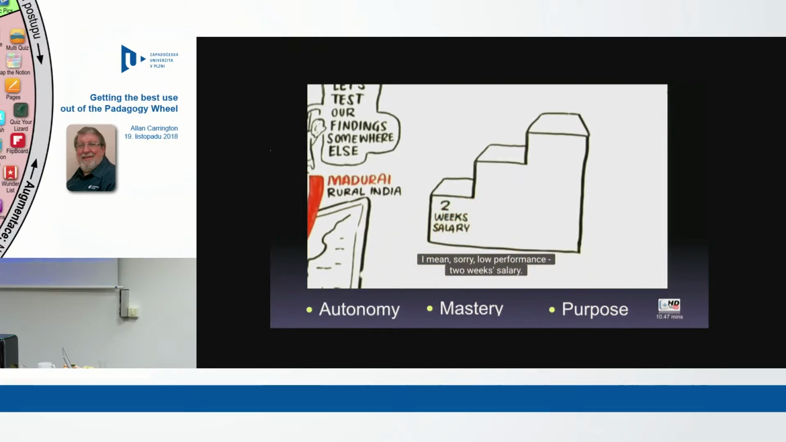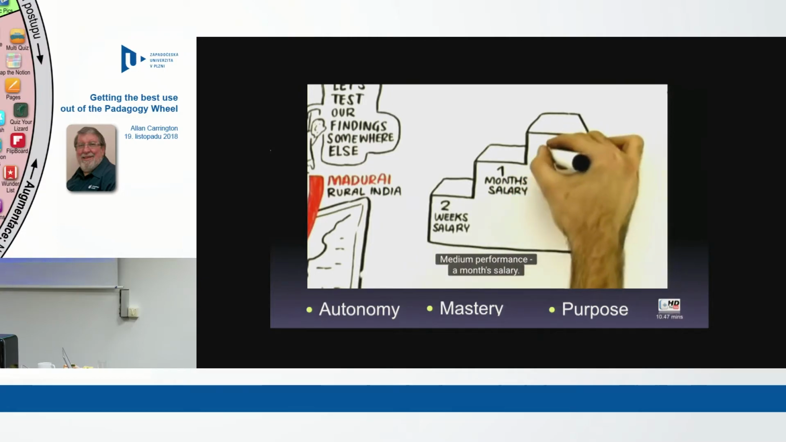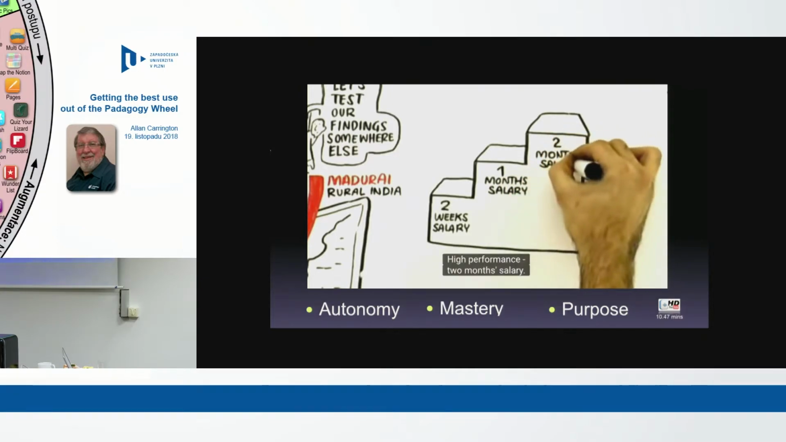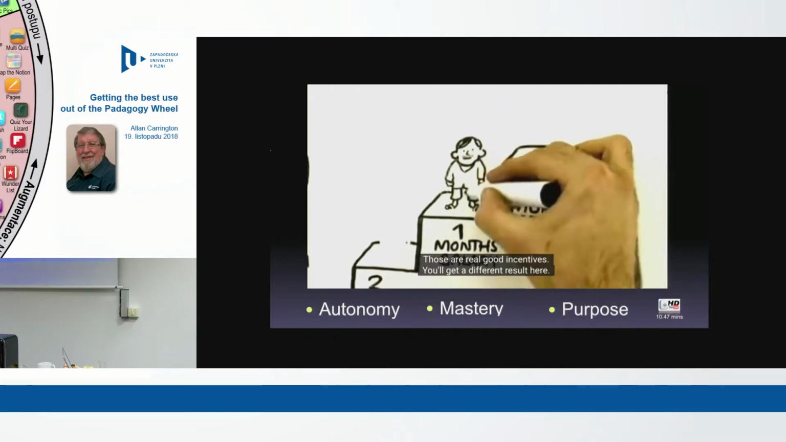Small performance, low performance, 2 weeks' salary. Medium performance, about a month's salary. High performance, about 2 months' salary. Okay, so those are real good incentives. Okay, so you're going to get a different result here.